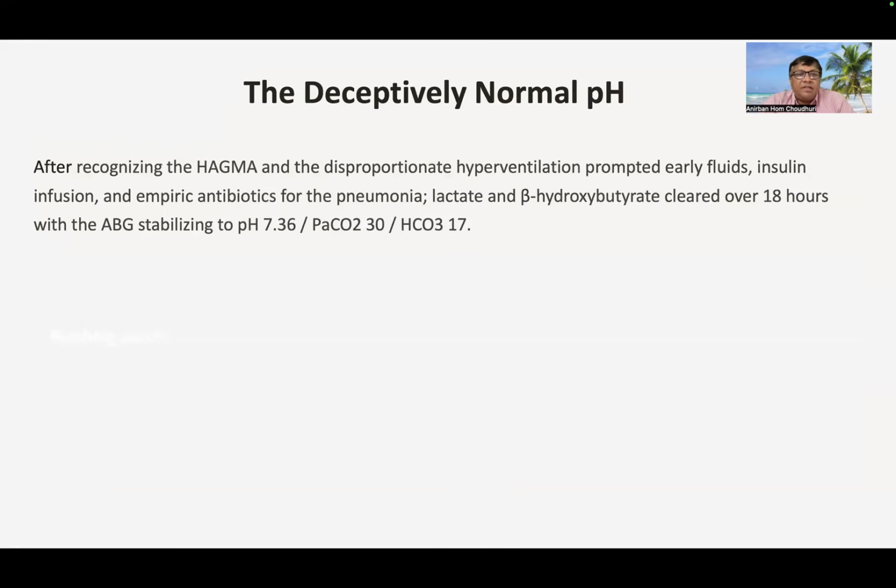So after recognizing this high anion gap metabolic acidosis and disproportionate hyperventilation, fluids were administered, the insulin infusion was continued to correct the glucose, and empiric antibiotics were administered for the pneumonia. The lactate and the beta hydroxybutyrate cleared over 18 hours, with the ABG stabilizing to a pH of 7.36, PCO2 of 30, bicarb of 20.